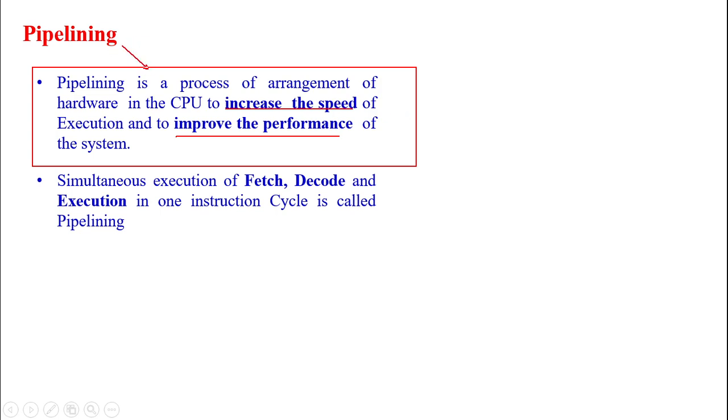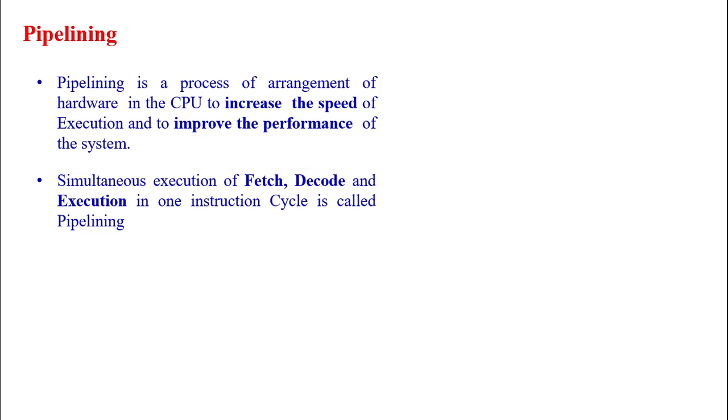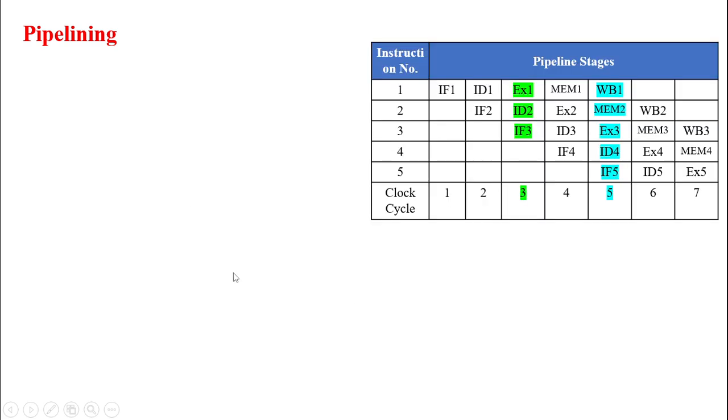So this first point is the definition, why pipelining is required and what pipelining says. The definition is like this: simultaneous or parallel execution of fetch, decode and execution in one instruction cycle is called pipelining. Pipelining is a process of parallel execution of fetch, decode and execution. I hope this is clear to all, right? Yes. Now let us move to understanding.